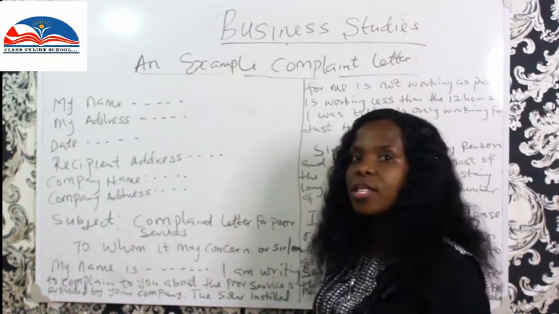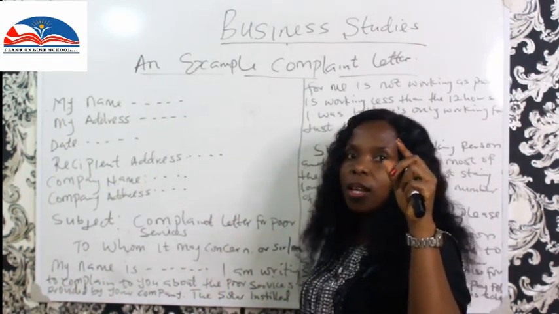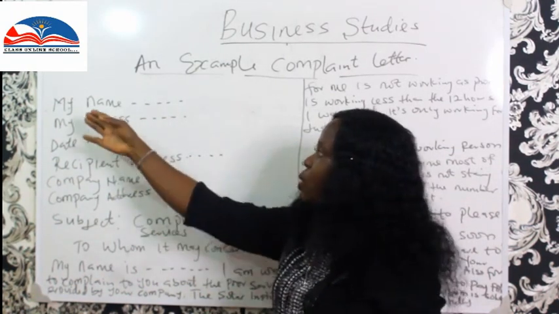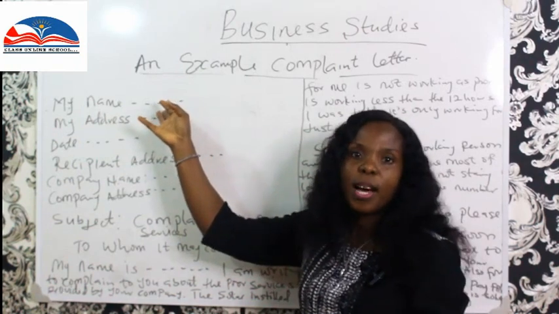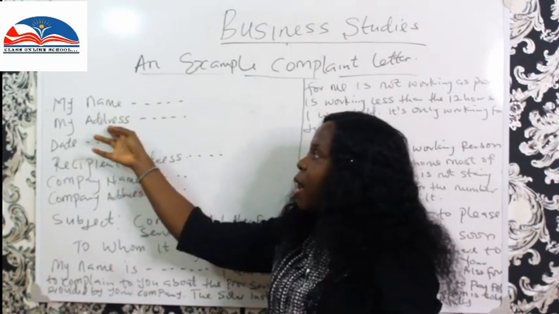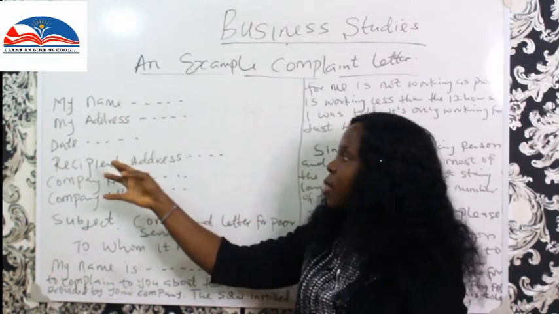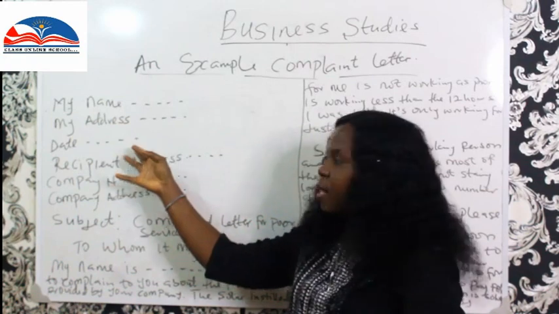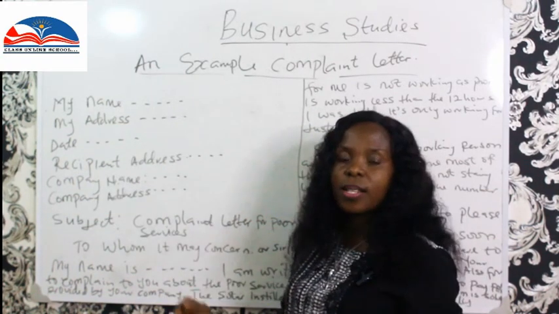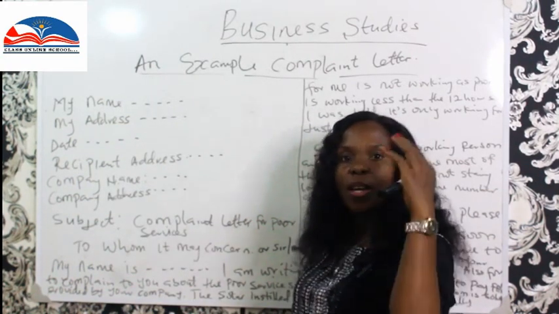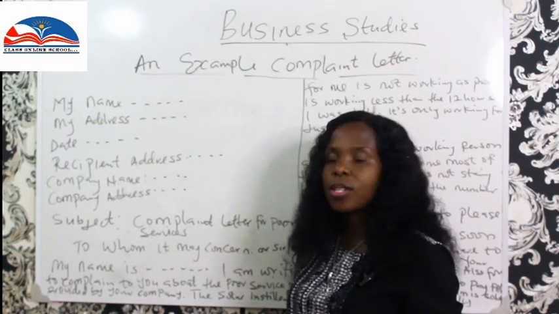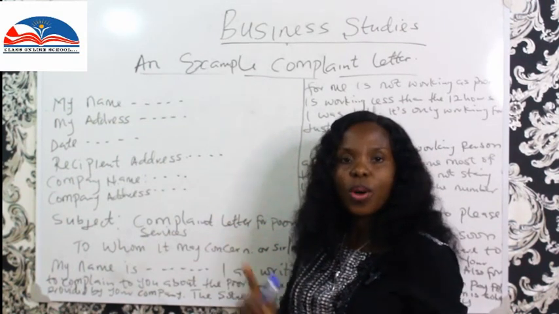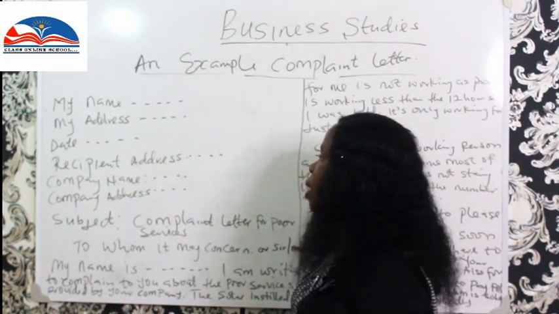I told you that the first aspect of it is the sender's name, my name or your name. And so my name is, you fill in the gap, you put your name. My address, you put in your address. The date at which you are laying the complaint, you put in the date. Then, that's the first set, which is you as the sender, your own address.